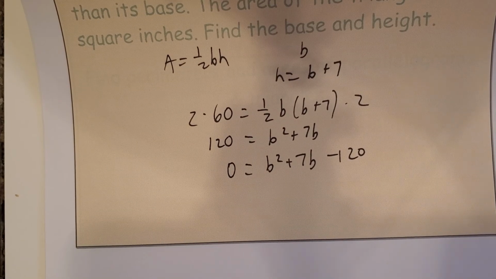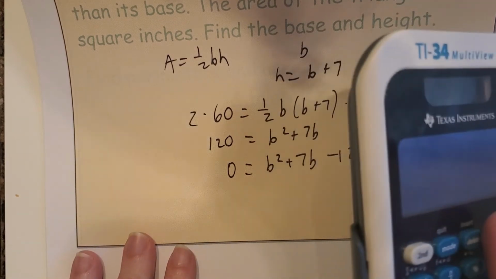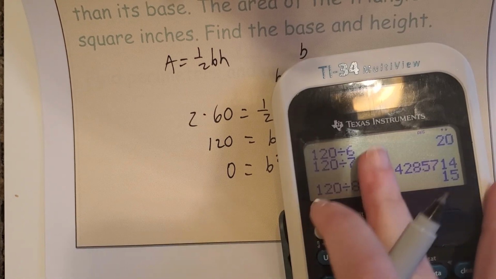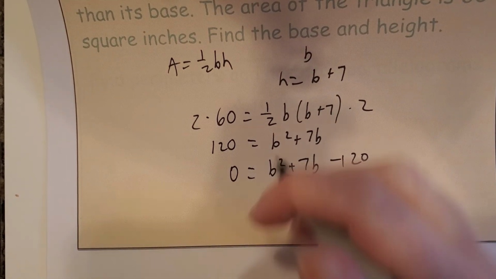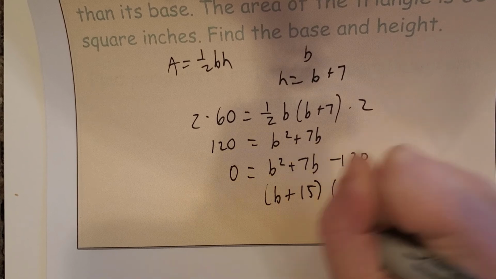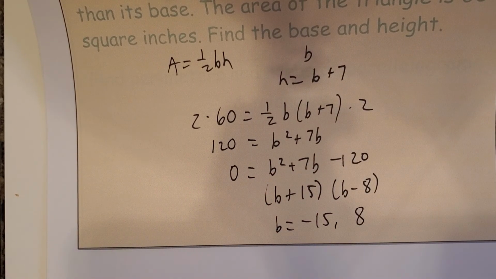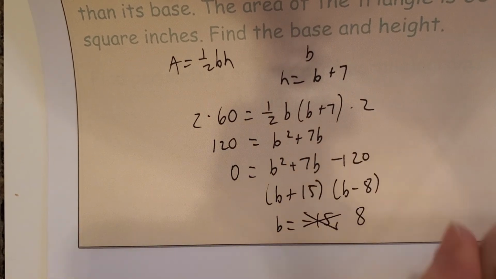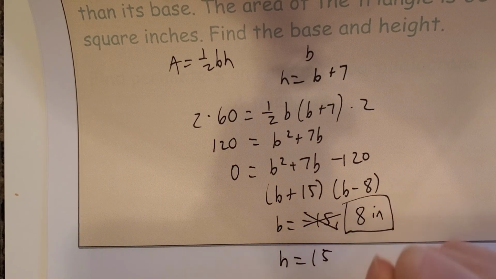All right, so that wasn't as bad, obviously, because 120 is a much smaller number. Factors of 120 that add up to 7 are 15 and 8. Or negative 15 and negative 8. Yeah, because we want positive 7. So b plus 15 and b minus 8. So again, b equals negative 15 and positive 8. We don't want a negative side length, so the only possibility here is 8 inches, and that means our height is 15 inches.